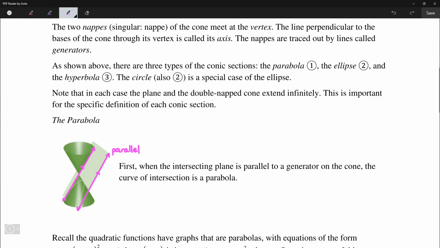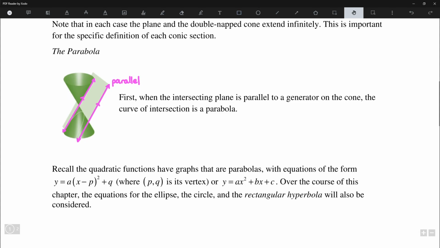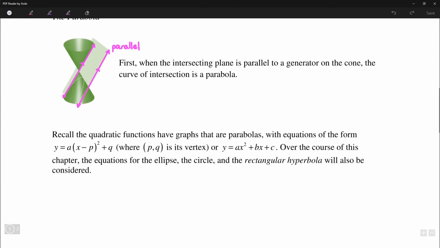And of course, the parabola has a very familiar equation right here in vertex form. Or in general form, we have y equals ax squared plus bx plus c. Okay, so that is the parabola.